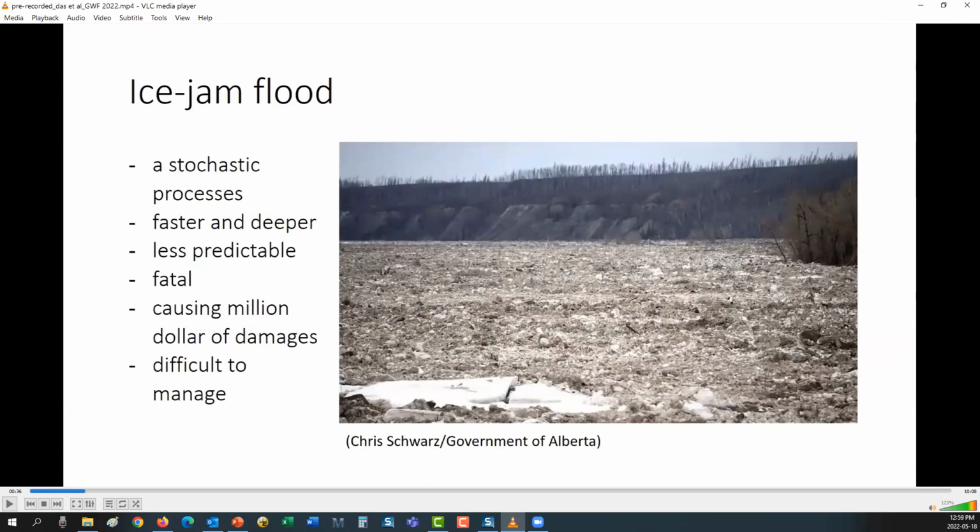So ice jam is a stochastic process. It's the problem with ice jam flooding, it's very difficult to see it coming. It can be very flashy. The rise times can be very, very quick. And that makes it a little bit challenging for emergency response. And these floods can cause a lot of damage that ensues from them.